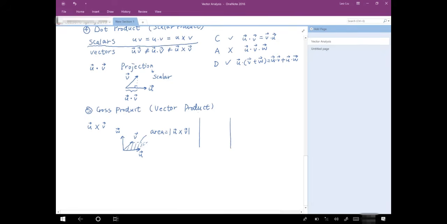So this means determinant. So this EI, EJ, and EK. And here we have UI, UJ, UK, and VI, VJ, VK. So this is the simple way to write it down. And do you guys still remember how to calculate the determinant of a matrix? Yeah.